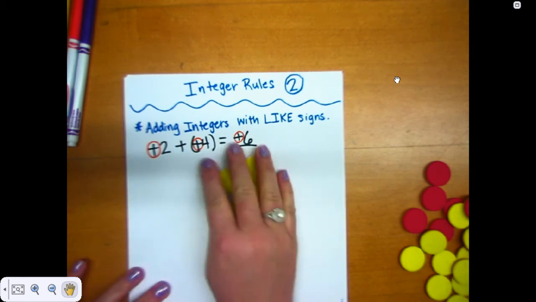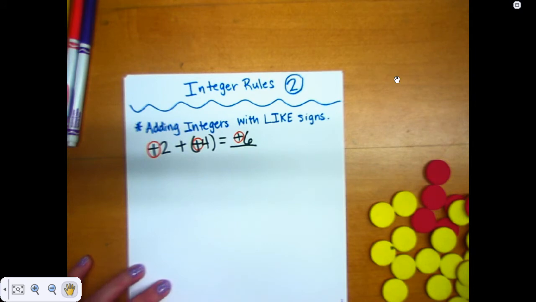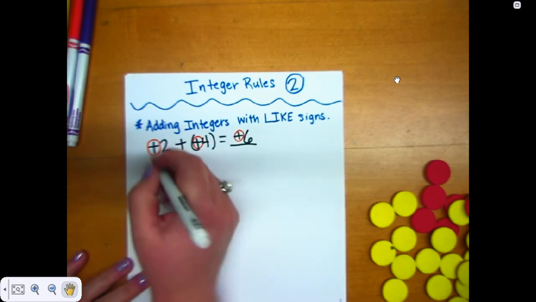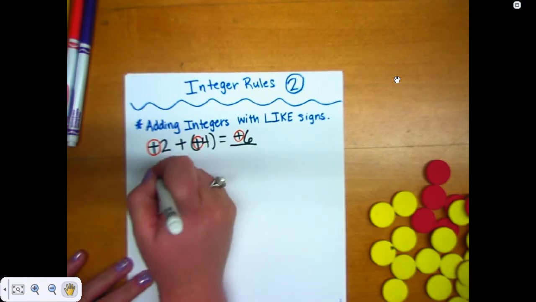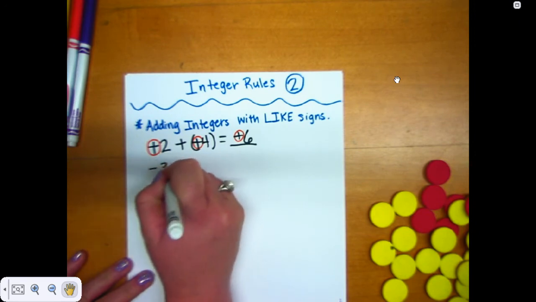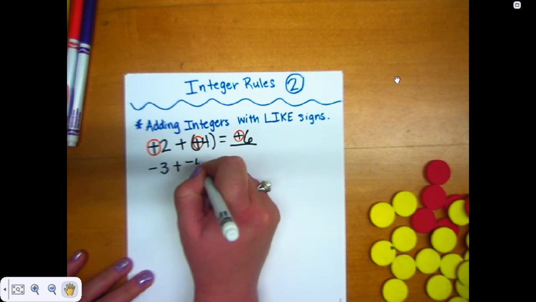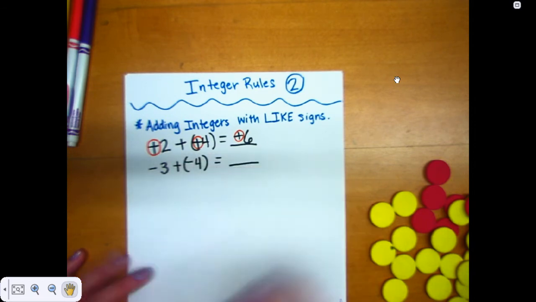So let's remember that for a minute, and let's look at one where they have negative numbers. Let's see what that would look like. So if I have, and I'm gonna use different numbers, okay? If I have negative 3 plus negative 4 equals, let's see what that looks like.